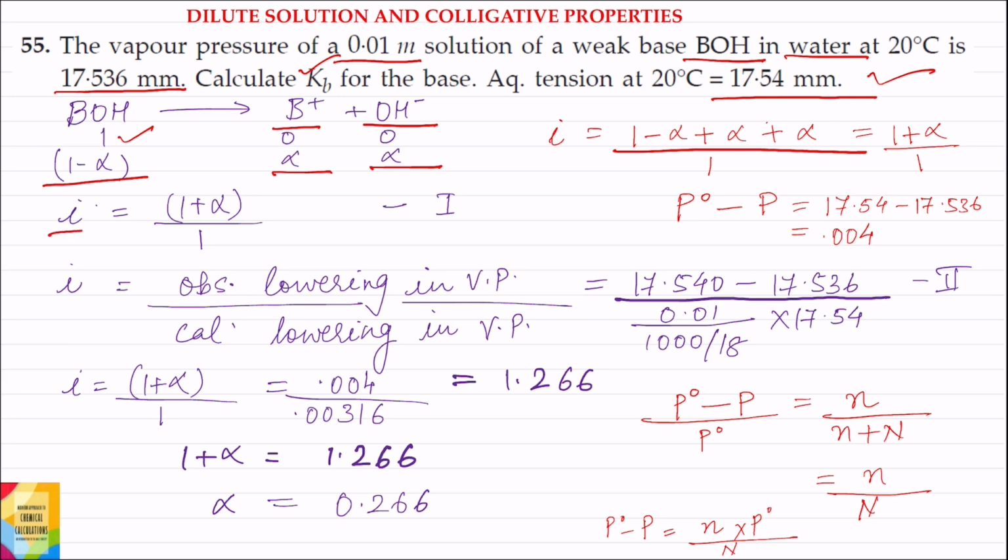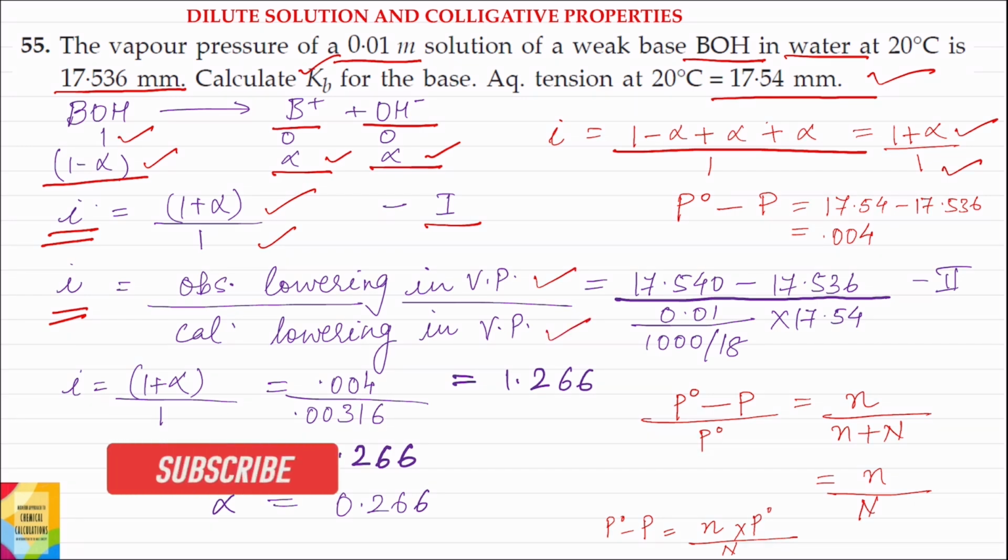Now value of i is equal to number of moles after dissociation, which is equal to 1 minus alpha plus alpha plus alpha, and this is equal to 1 plus alpha, divided by number of moles before dissociation. Now number of moles before dissociation is 1. So value of i becomes 1 plus alpha divided by 1. Let this be equation number 1. The value of i is also equal to observed lowering in vapor pressure divided by calculated lowering in vapor pressure.